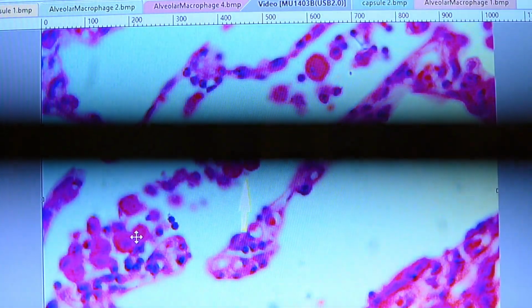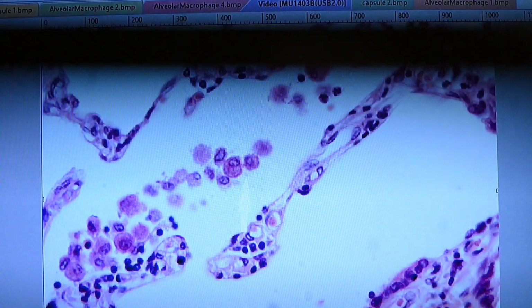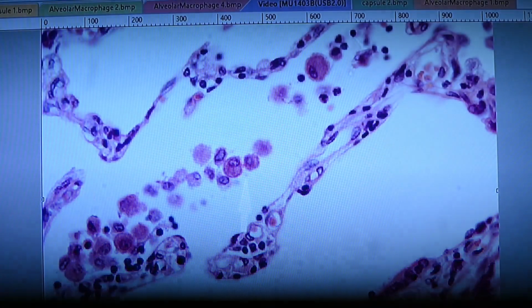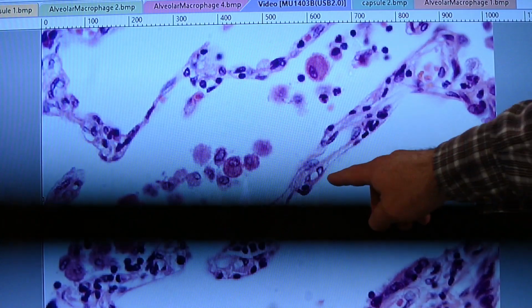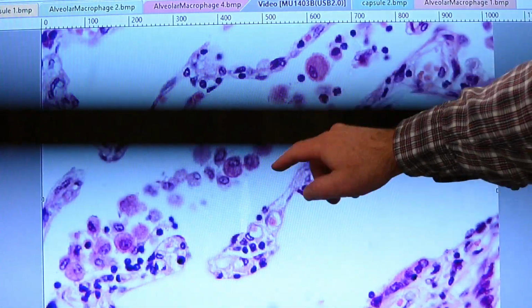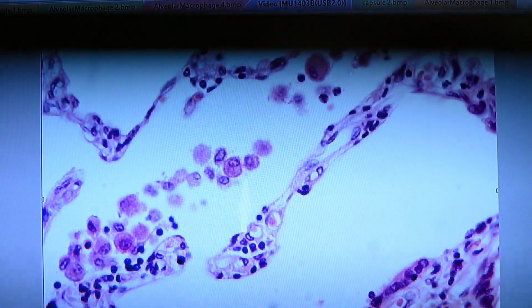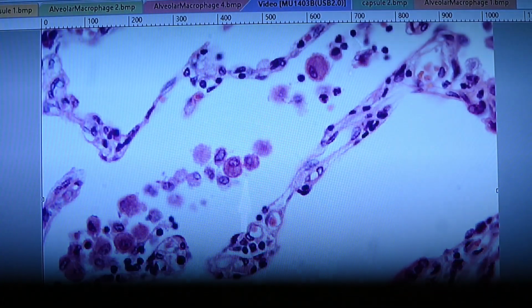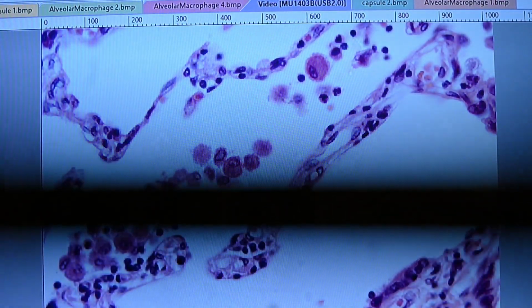The color's a little intense. So those few cells here, these are dust cells here. There's one up here, a few more down over on that side. Dust cells or alveolar macrophage cells.